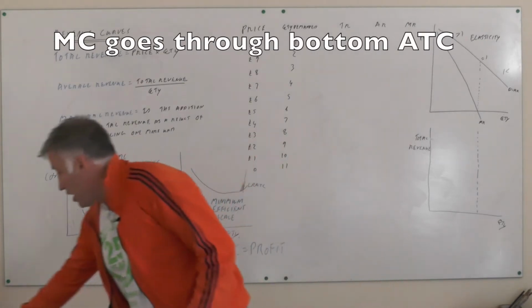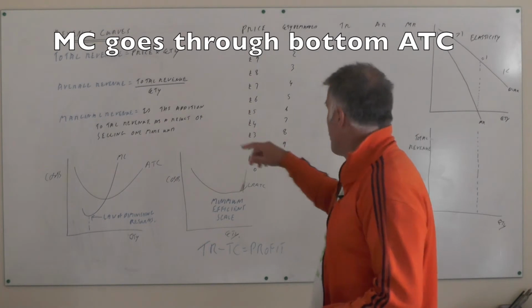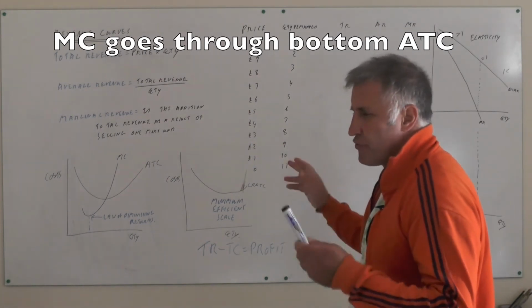Lesson 30, microeconomics: total revenue curves, average revenue and marginal revenue curves. So we're just looking at revenue curves.